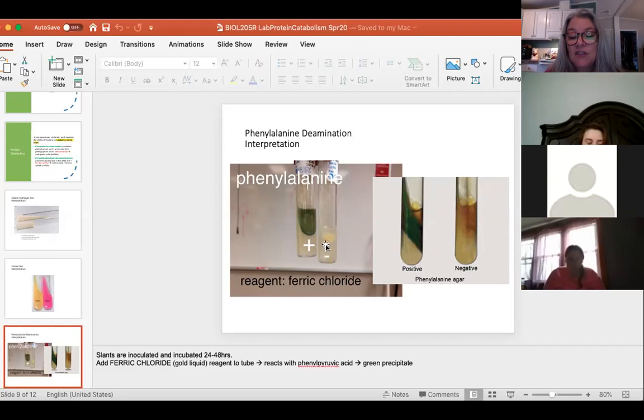Here's a negative result. Again, you can see the liquid that's been added into that slant. That's the ferric chloride. And then over here, you can see a positive result because we have a reaction occurring with the iron. That dark green color is what we're looking for.